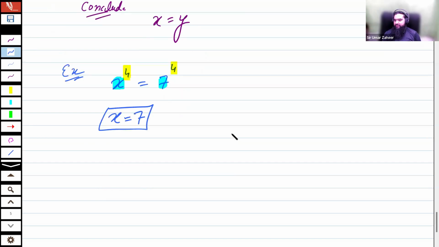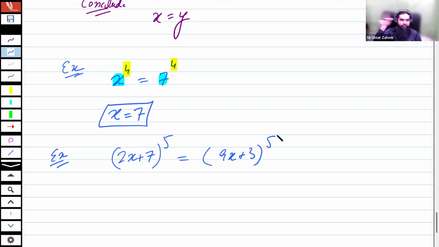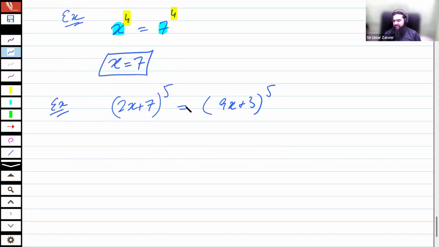All right. In the same way, for example, if it was a little bit harder one, you have an expression with power 5, and on the other side, another expression 2x plus 3. These have the same power. Sometimes we have to take a fifth root on both sides, or a cube root on both sides. So we are doing the same thing here. We are making a comparison that the powers are the same and they are equal, so we can conclude that their bases are the same as well. So we will get that 2x plus 7 is equal to 9x plus 3.